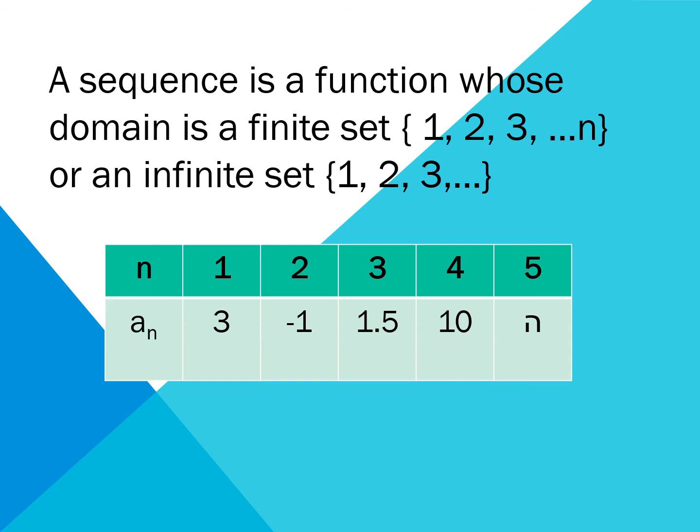So here, if the number is only until 5, then it is a finite set because there is a limit. Did you get it? Is it clear? Okay, now let's proceed to the next.